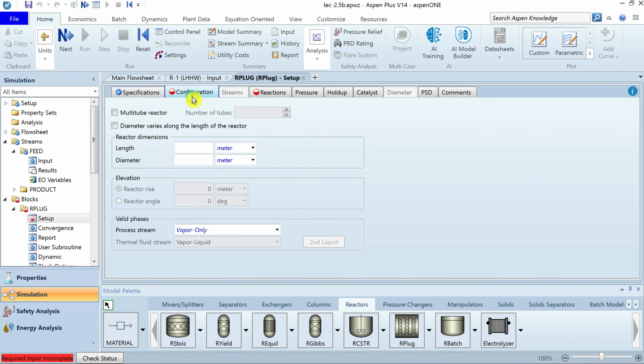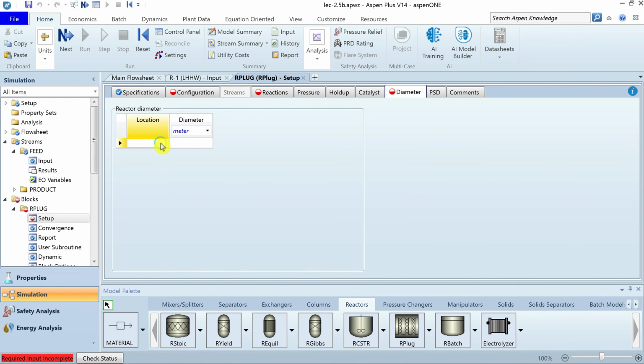Next, you need to define the configuration of the reactor. Either it can be a single tube fixed bed reactor, or it can be defined as a multi-tubular reactor. For the given case, number of tubes were 8000. Otherwise, it can be defined as a variable diameter tubular reactor, where the diameter changes can be defined in the diameter tab. A known diameter can be defined at desired length of the reactor.